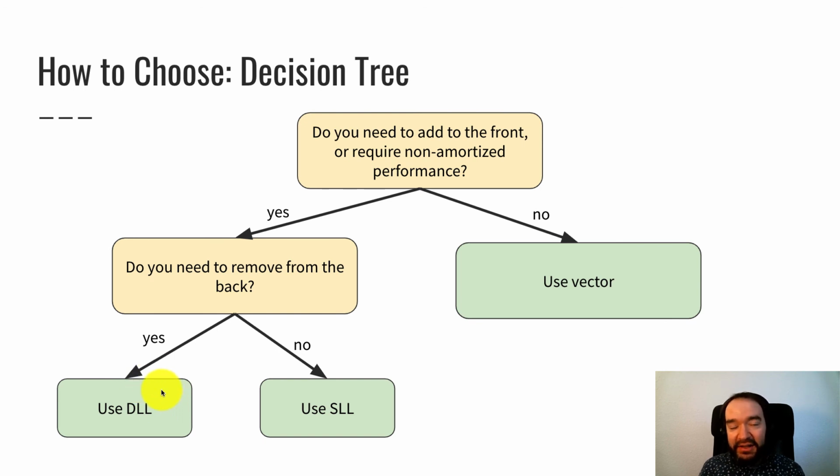It's a little bit of a niche thing. We don't use doubly linked list so much because you have to say yes to all of these requirements. And again, vector is your default go-to. Most of the time we can use a vector and it works very well.